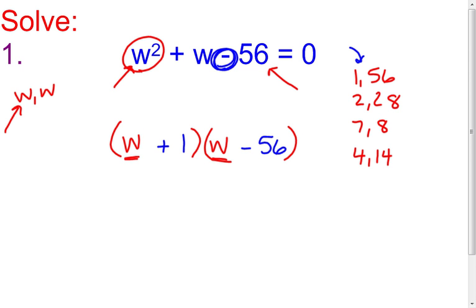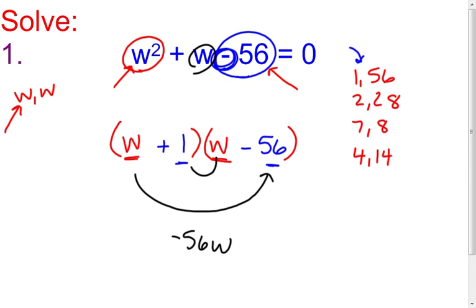So what I know right now is that my 2 fronts, my w times w, make w squared, which is my front. My 2 backs, 1 times negative 56, multiplied to make my back right here, which is negative 56. What I don't know is whether, when I combine my outsides and my insides together, they add together to make the middle term, which in this case is w. So if I do this, right there I have negative 56w. And right here, I have positive 1w. When I take negative 56w, my outsides, and my insides, which is 1w, and I add them together, I would get negative 55w. And I need to get 1w in the middle.